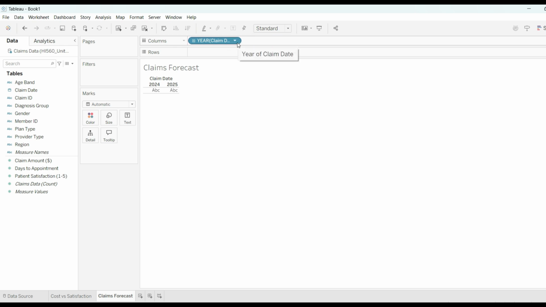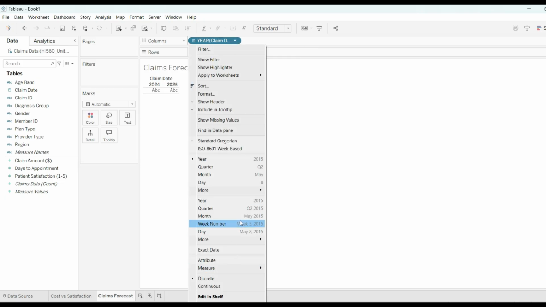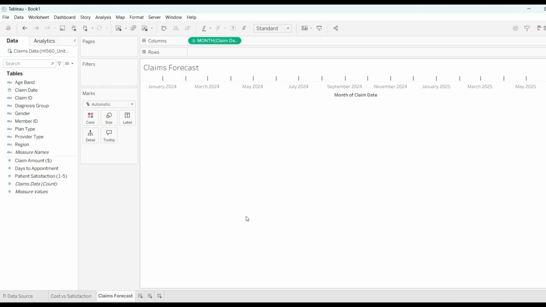It's year. So what we want to do is drop this down and change it to month. All right, there you go. And it's continuous, which is what we want. You have to have continuous data. I know I've said this to you all before, that when you're building line charts, the data should be continuous, okay? So we want to see monthly data points.